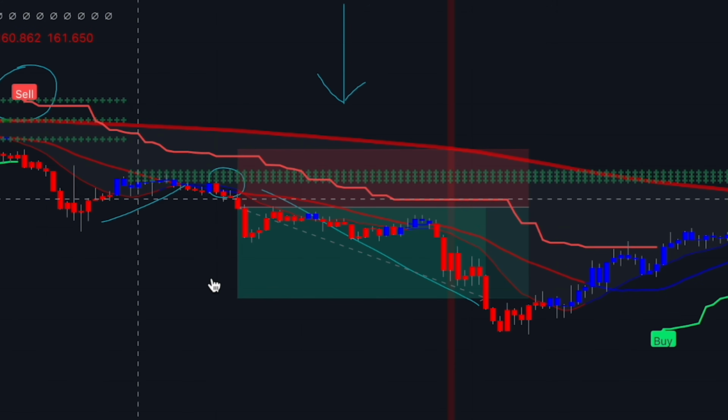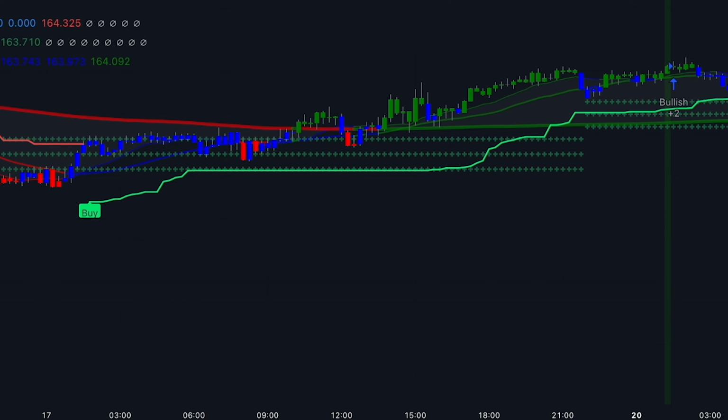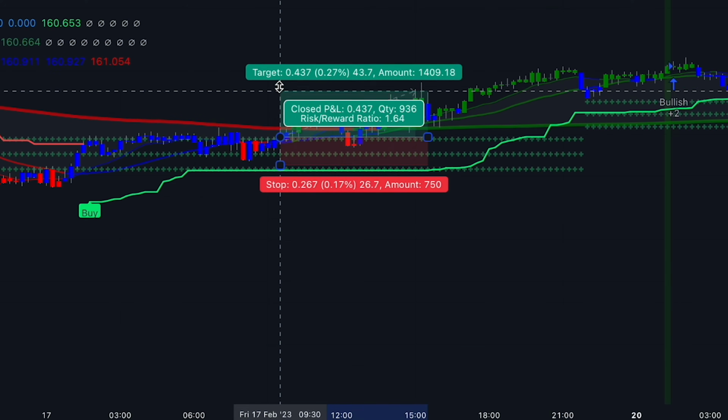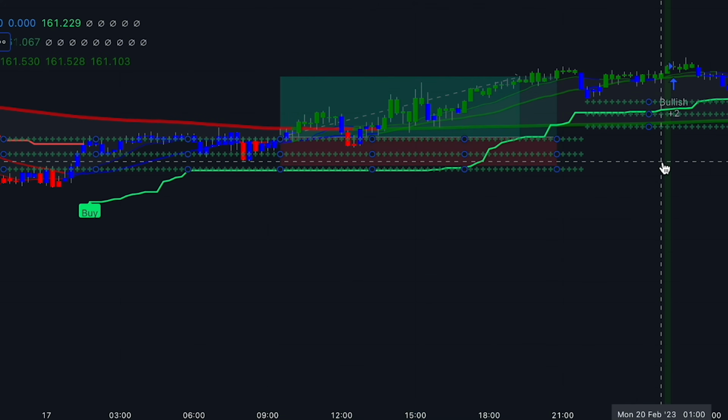Let's put the technique to the test on the pound sterling to US dollar chart now that we've learned it.